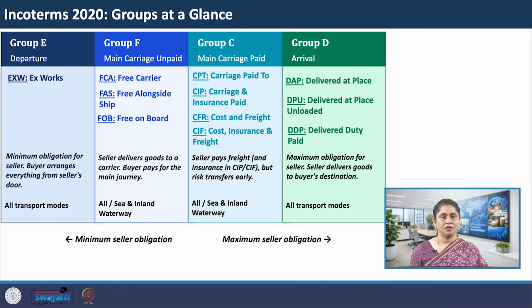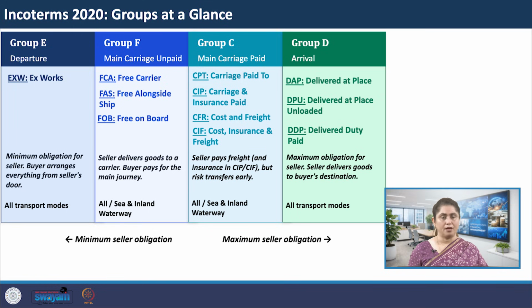Group E, departure, only one term, EXW or Ex Works. The seller does the minimum possible. Goods are simply made available at the seller's premises. The buyer is responsible for absolutely everything: collecting the goods, arranging export clearance in the seller's country, freight, insurance and import clearance at the destination. This is applicable to all transport modes.